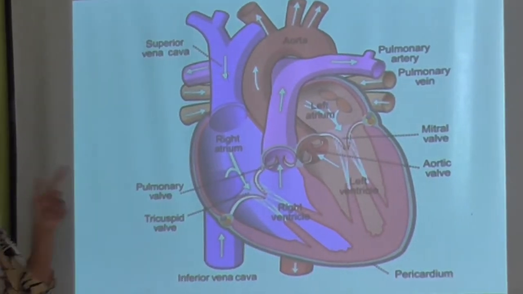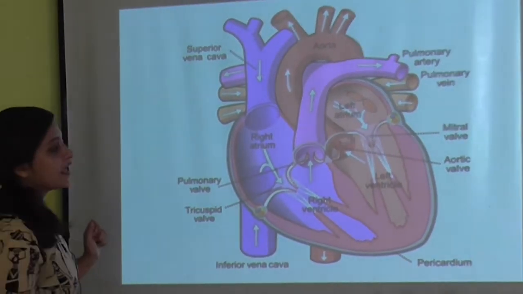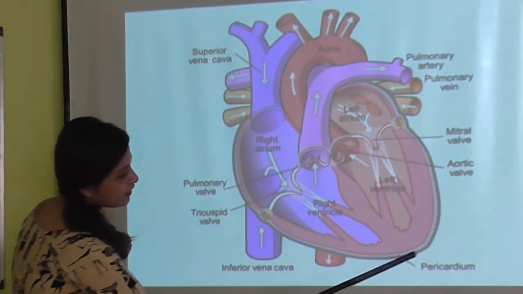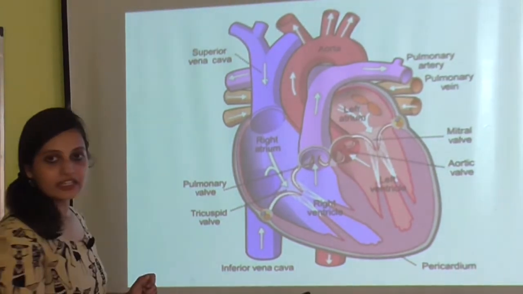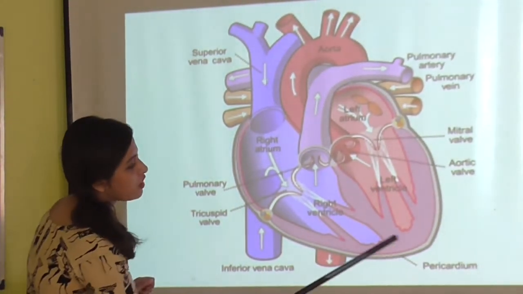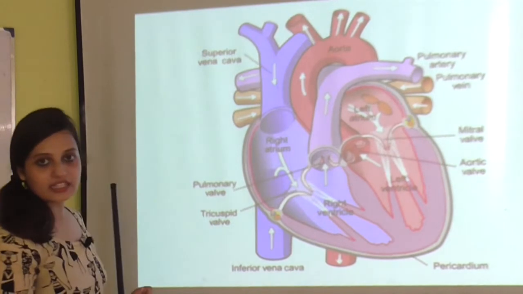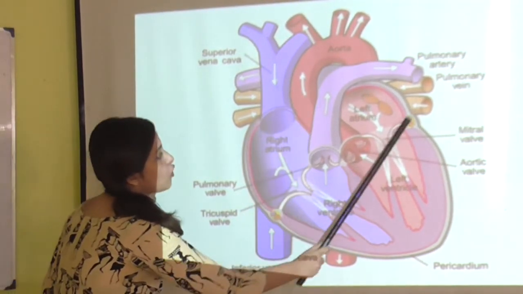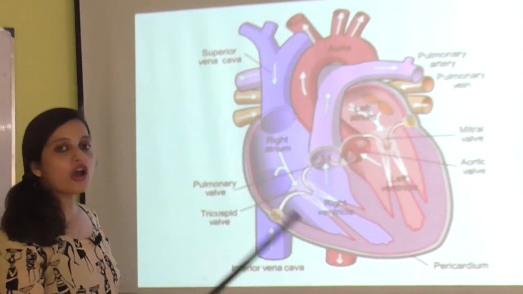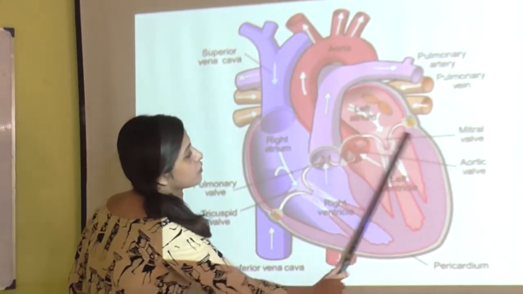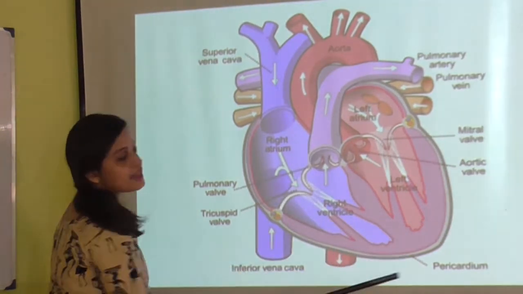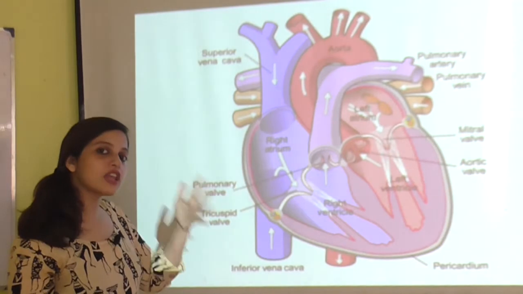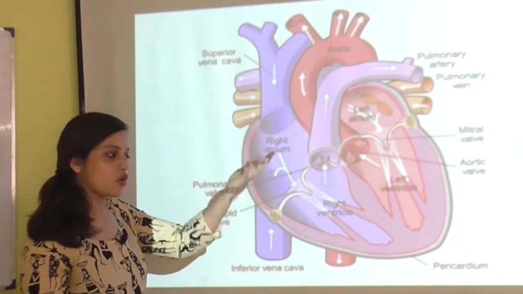That is why it is called a 4-chambered heart, and it has an outer covering. Can you see this? This outer covering is called the pericardium. The topmost chamber is known as the atrium or auricle, and the bottommost chamber is known as the ventricle. So now we are going to study how the blood comes and which place it goes to.